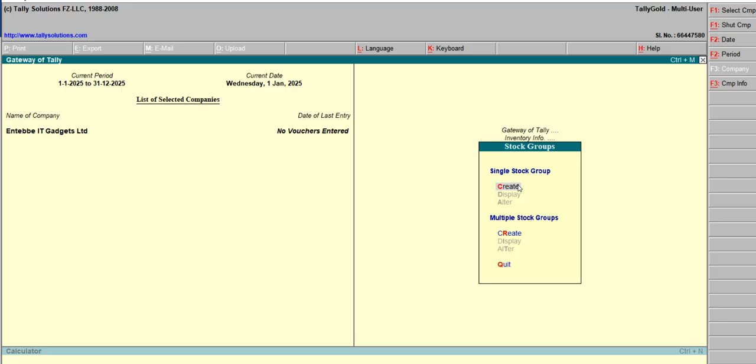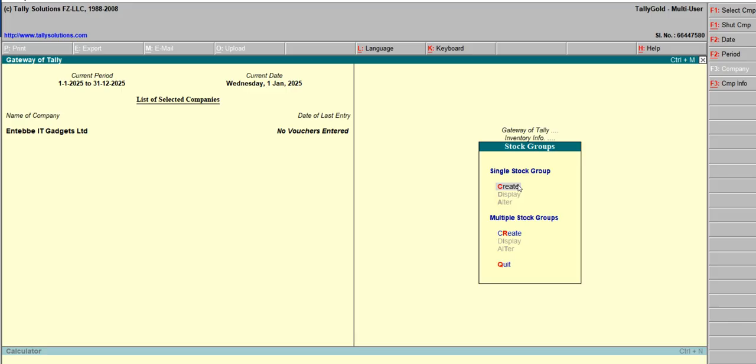Now, when you talk about stock groups, it's all about grouping items, maybe to reflect their classification based on some commonality. So a stock group is a group of different stock items to reflect their classification based on some commonality.